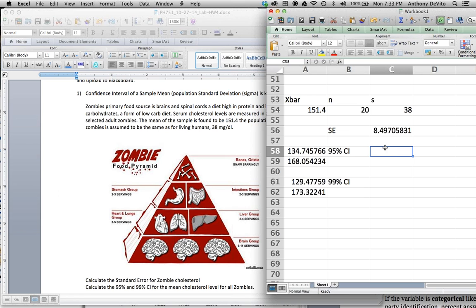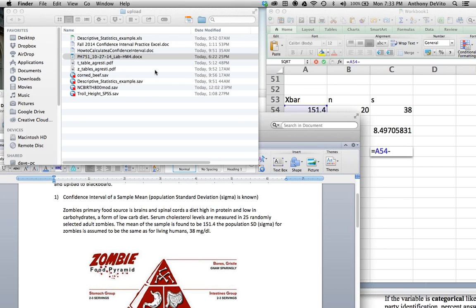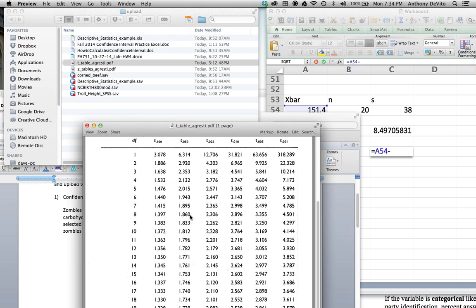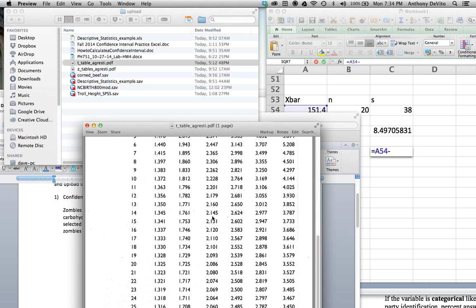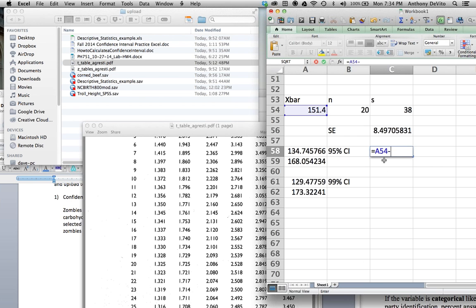Okay, so a 95% confidence interval is going to be equal to the mean minus, now what am I going to use for a T-score for a sample size of 20? Well, I got to go to the T-table, right? And for a 95% confidence interval, what's my degrees of freedom? 19, and that's going to be 2.093. Good, excellent. It's equal to 2.093 times my standard error.